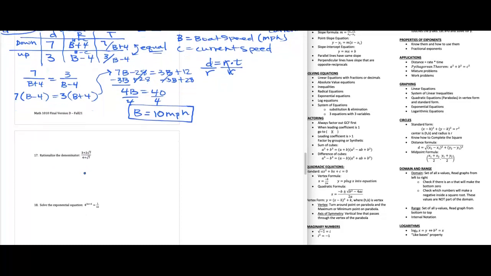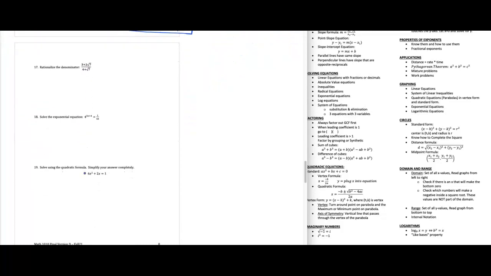Okay, and then I'm just going to give you a little hint here. You are not going to be asked to rationalize that denominator, so I'm going to skip over that one, okay? Just a little hint. You don't have to know how to do that for the final. Okay, but let's go to this next one here.